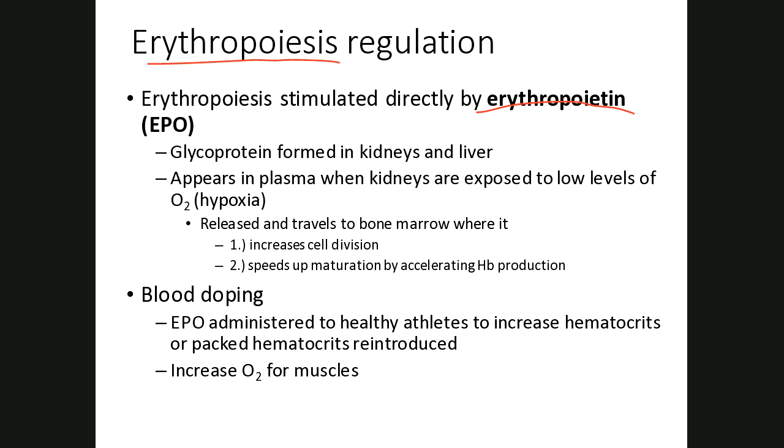Now, the advantage to why athletes do this is if my red blood cell count is 5.5 million per microliter and yours is 5 million, that might be the difference between my ability to run 9.5 on a 100-meter dash versus your ability to run 9.7 on the 100-meter dash.